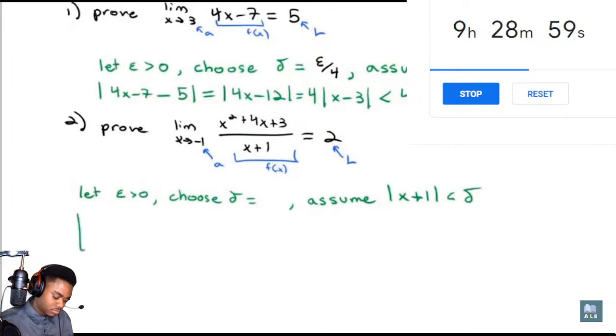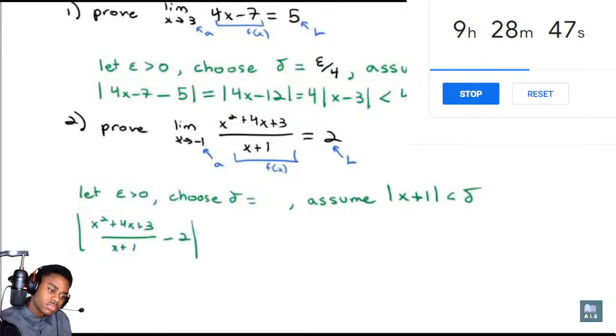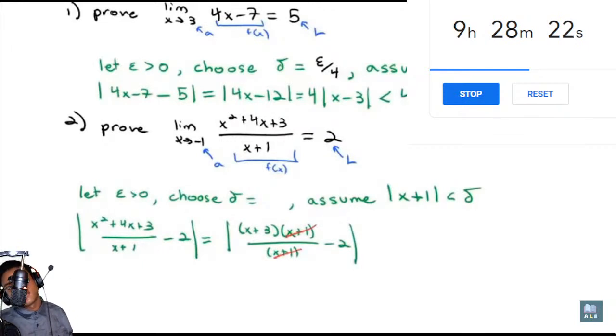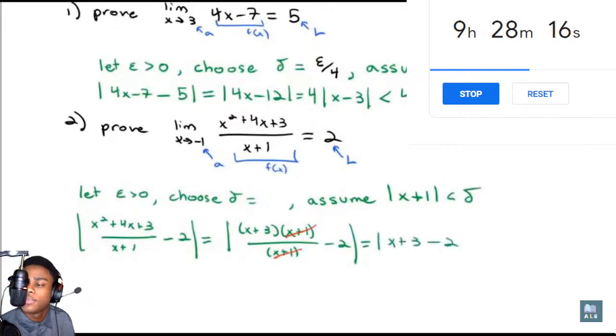Now the next line is where we do our algebra. We take the absolute value of the function, which is x squared plus 4x plus 3 over x plus 1, and subtract the limit of 2. And hopefully, after massaging it a bit, we end up saying this is less than epsilon. With rational expressions, we're really comfortable with factoring to reduce. So when we factor, we get x plus 3 times x plus 1 over x plus 1, and we still have the -2 at the end. This is really nice because the x plus 1's divide out, which leaves us with the absolute value of x plus 3 minus 2.